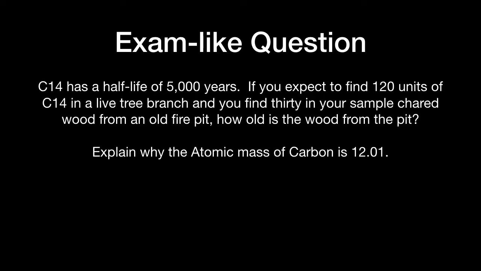Why is the atomic mass of carbon 12.01? Well, that's because it's an average of masses for all the carbons, carbon-12 and carbon-14, corrected for their relative abundance. So there's a lot more carbon-12 than there is carbon-14. That's why it's an average of 12.01.